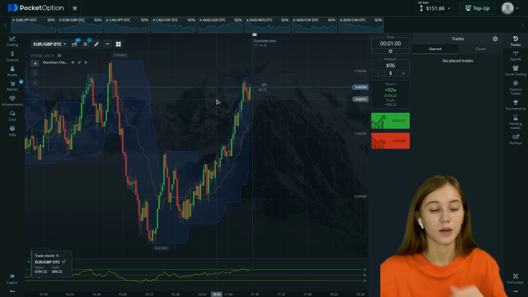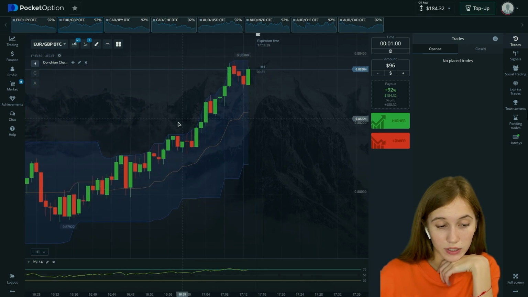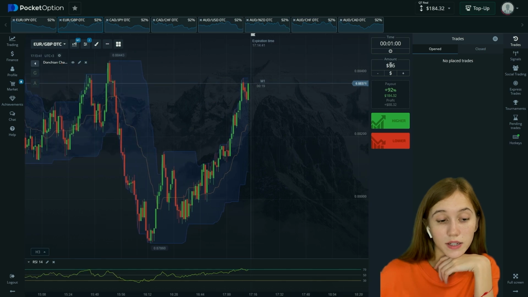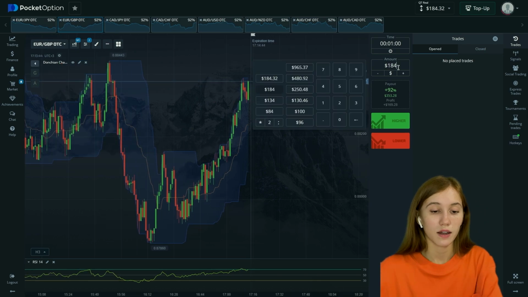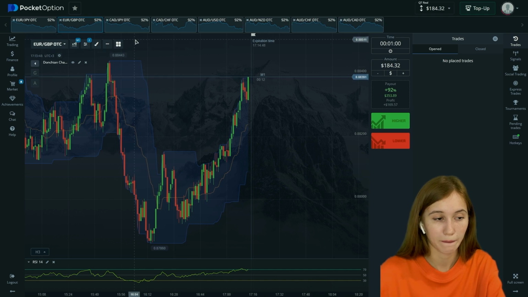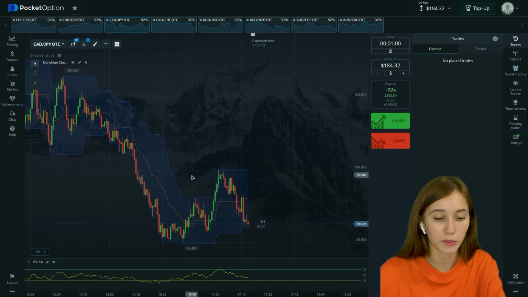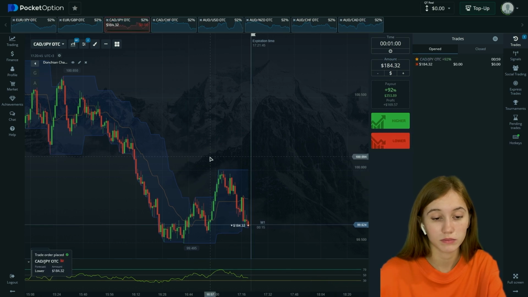Last deal, as I said, there's a reversal. Let's increase the amount of the next trade to $184. And let's move on to the next concept. Here we are. Let's open down deal.